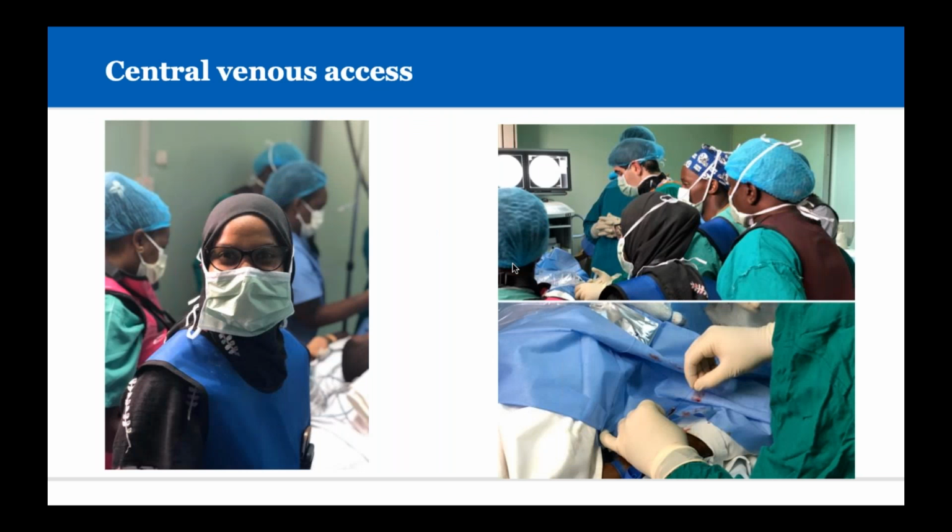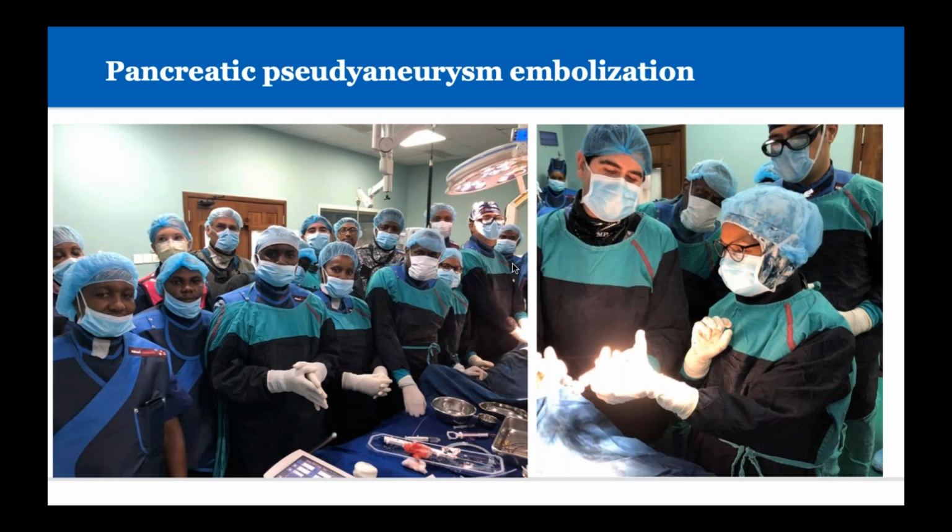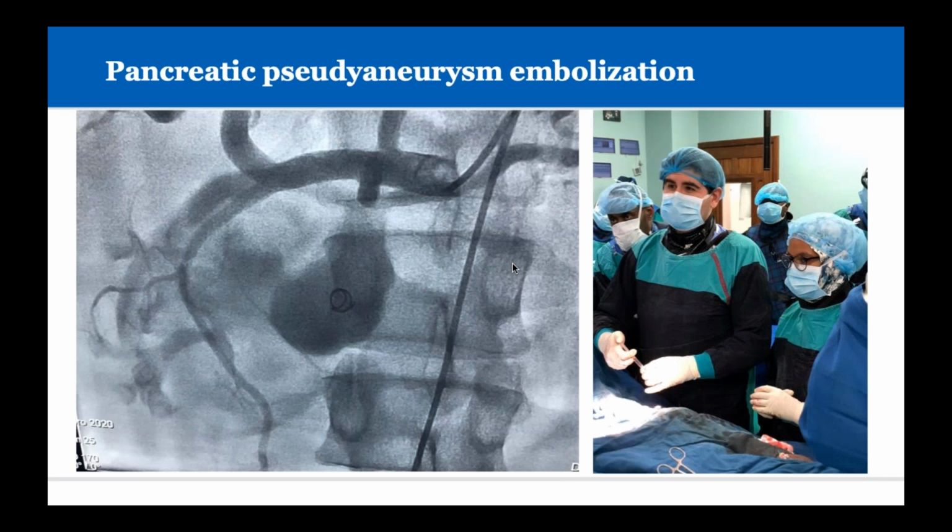And this week, actually, like I said, we moved on to phase 2, so starting some basic endovascular procedures. So here they're placing a central line 2 days ago, and then this was actually just yesterday. They did the first more complex vascular procedure, a pancreatic pseudoaneurysm embolization, which worked out fine. So that was a great success and really a milestone for the program.